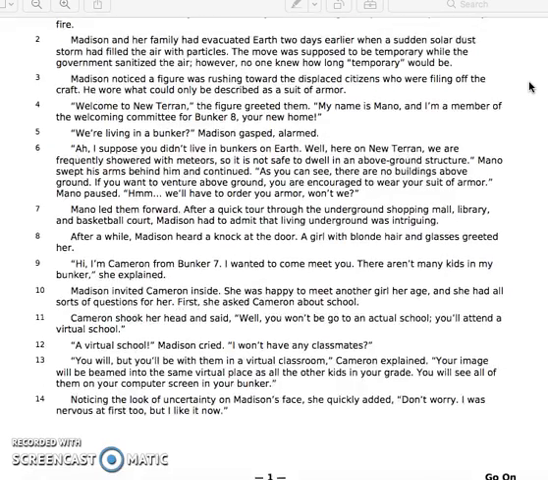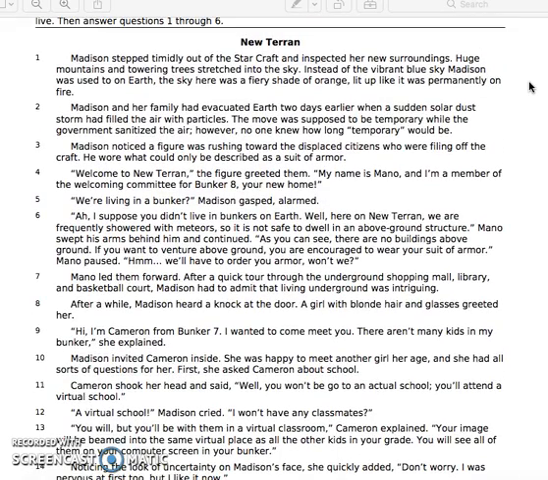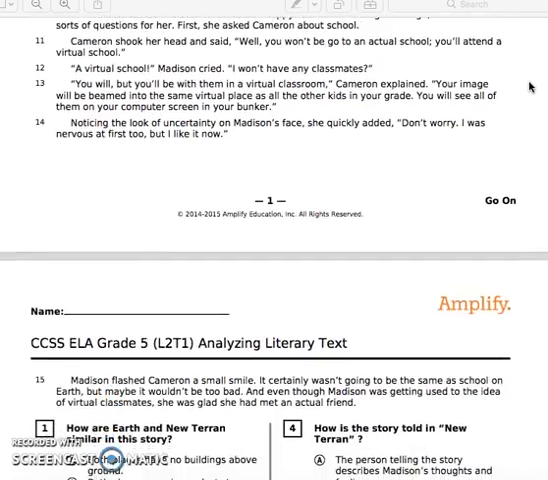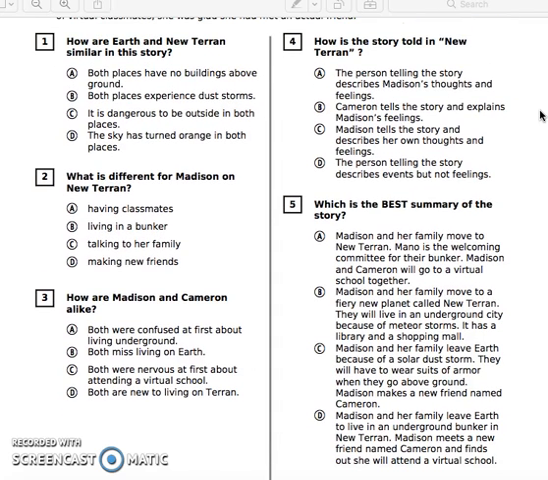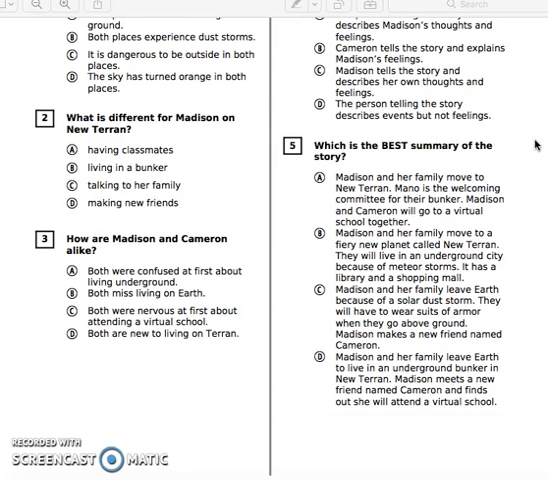So you will need to go back in the text and see if you can find fast evidence for Madison. Is this first person or third person? Is Madison telling the story about herself, or is someone else telling the story about Madison? Press pause to write down your answer and play when you're ready for number 5.